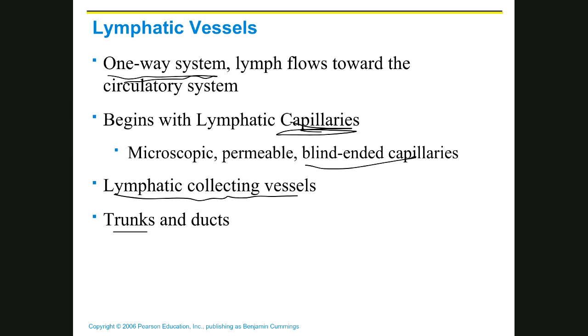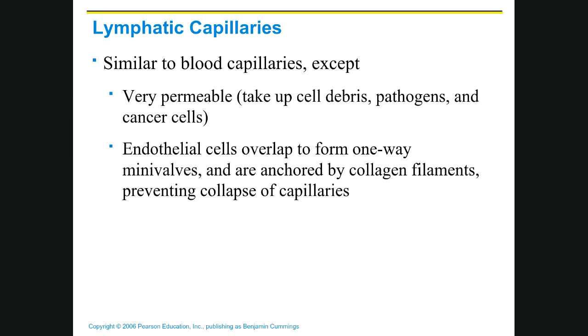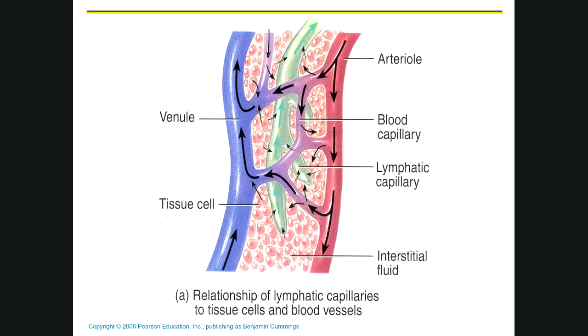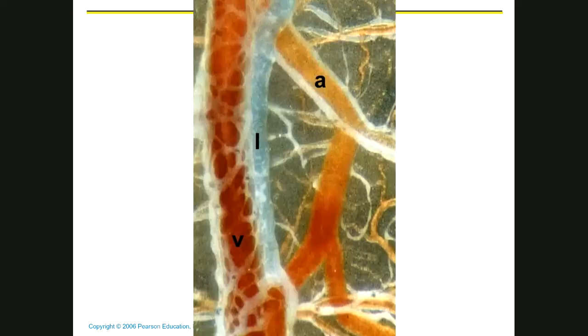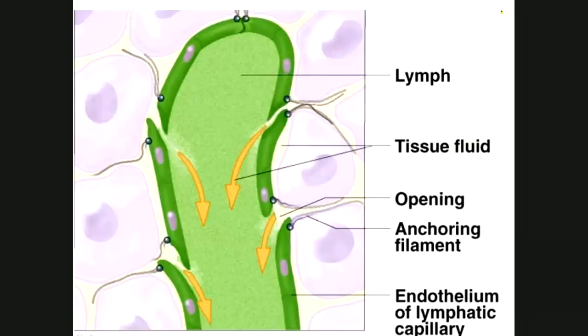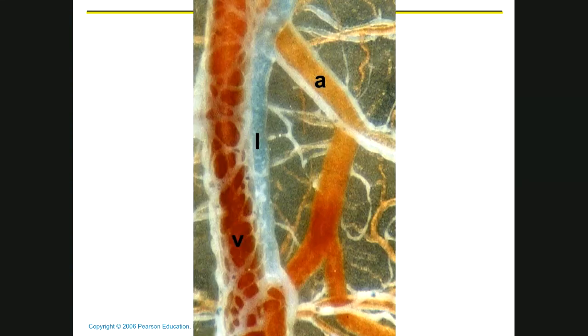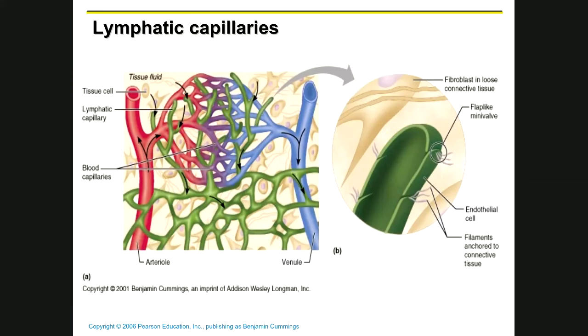From there, it's going to go to lymphatic collecting vessels, and then it's going to go to trunks, and then it's going to go to ducts. So when we look at the whole thing, it looks like a circulatory system, but it doesn't have a heart.